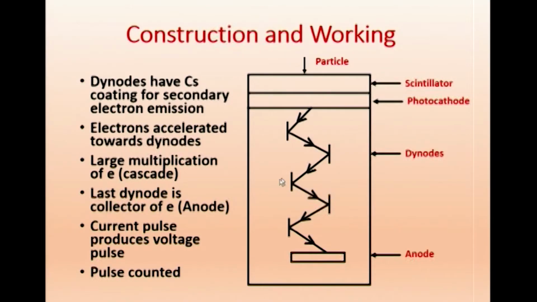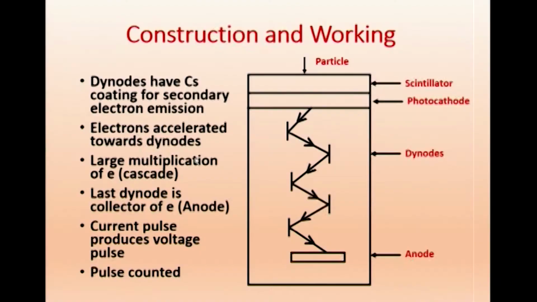Because the potential is going on increasing, electron is a negatively charged particle, it will be attracted towards the positive. So electron is accelerated towards diodes. Large multiplication of electron, that is called cascade of electrons, we get. The last diode is collector of electron. This is also a diode. The last one will be collecting all the electrons which have been multiplied and arriving at this point. So that is called anode.